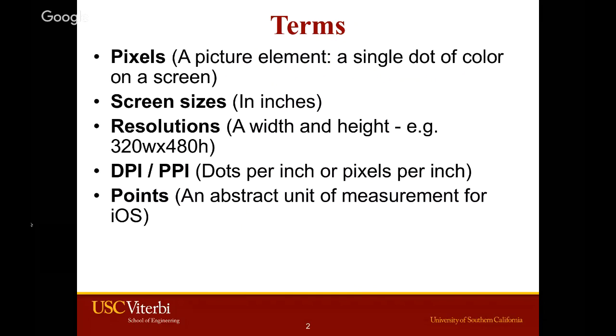So that's resolution. Something that you might not be too familiar with is DPI or PPI, dots per inch or pixels per inch. And that's exactly what the acronym implies. In a given physical inch, how many pixels are in that space? And that's the DPI. So as you can imagine, if you have a higher DPI, that means you have more pixels jammed in the same physical space, so you have better quality.